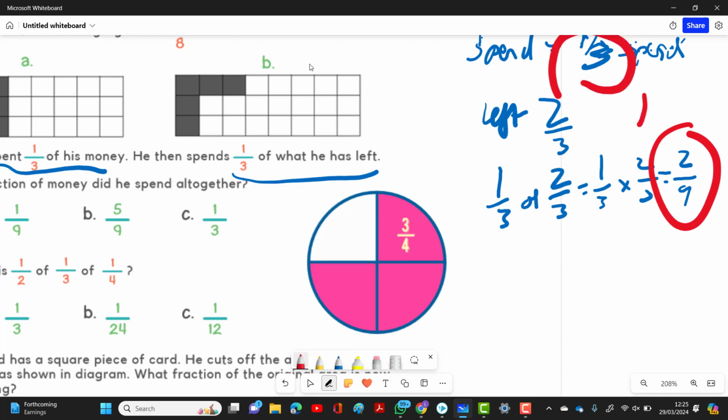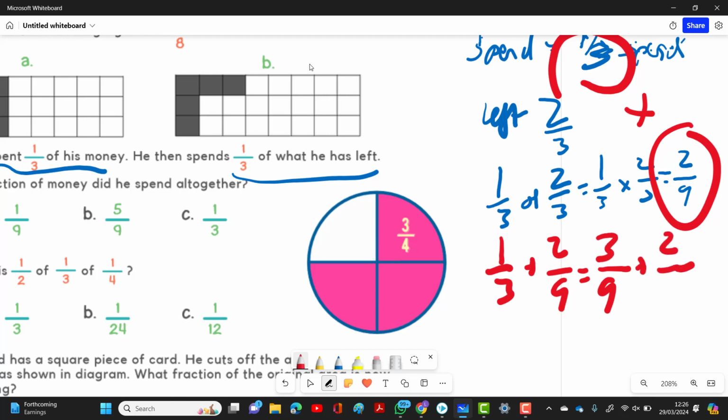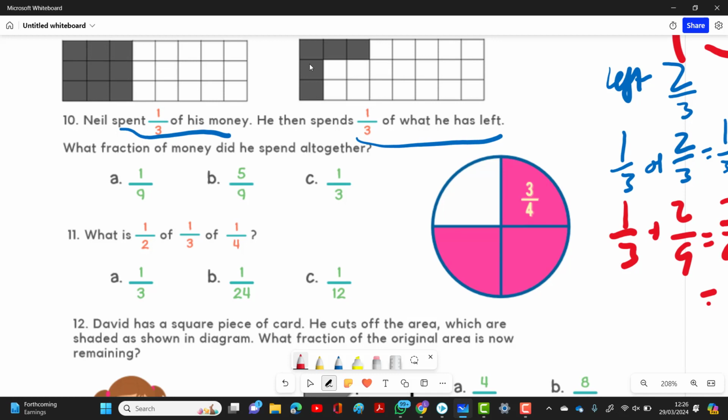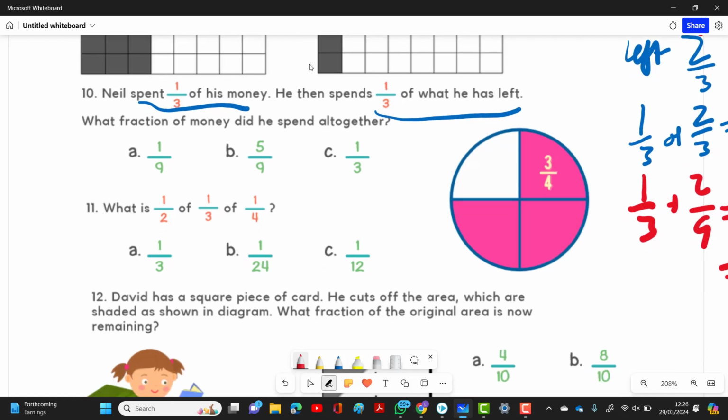So you've got to now add these together to find out how much was spent altogether. So 1/3 plus 2/9, which equals, times by 3, times by 3, 3 plus 2, and 3 over 9 plus 2 over 9 is 5 over 9. Okay, really tough question there. That was a typical 11 plus exam question in problem solving, so you really must know how to do that one.